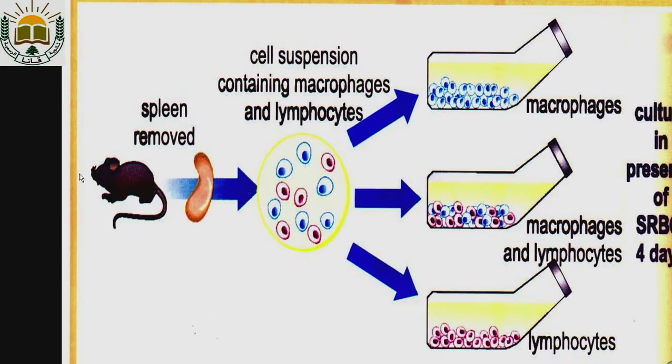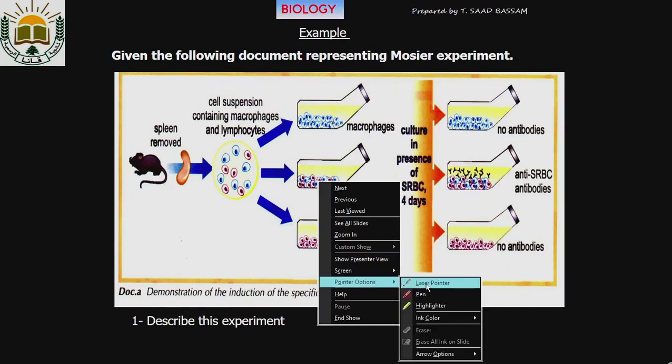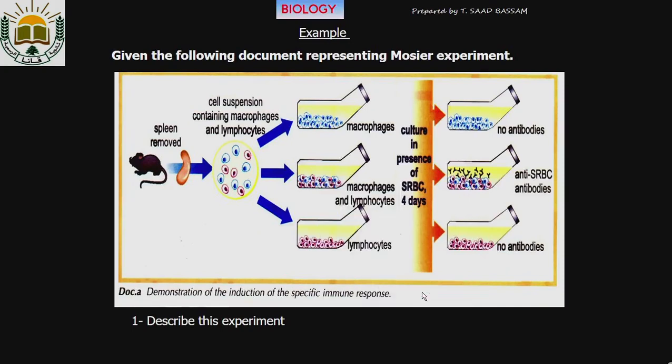What is this? Very good. It is a mouse. A rat, a mouse, whatever. Look here. We have the spleen is removed. It means that we remove the spleen of a mouse. The spleen is an organ that exists in the left upper side of our abdomen.